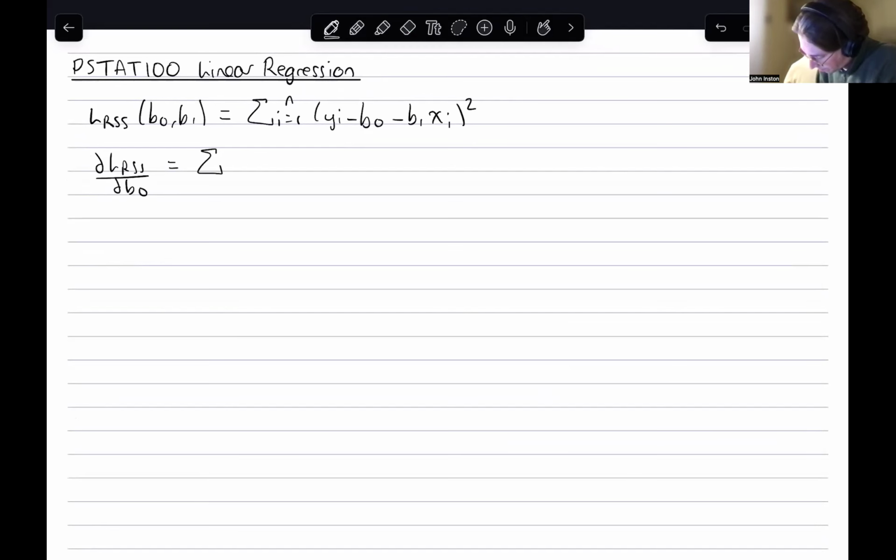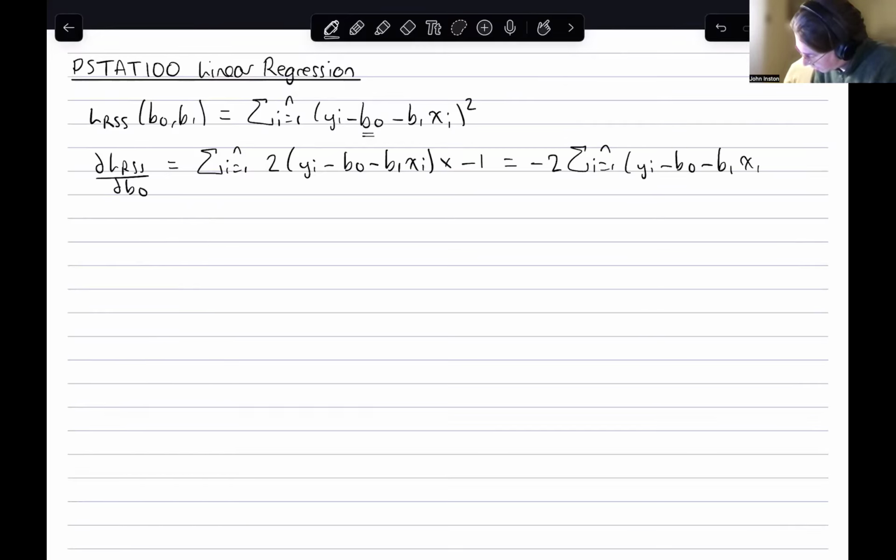So we're going to get, from the chain rule, 2 times (yi minus b naught minus b1 xi). Power reduces to 1. And this is times by the derivative of negative b naught with respect to b naught. So that becomes times negative 1. So this becomes minus 2 sum from i equals 1 to n of (yi minus b naught minus b1 xi).